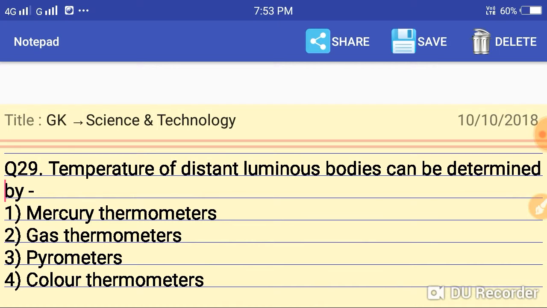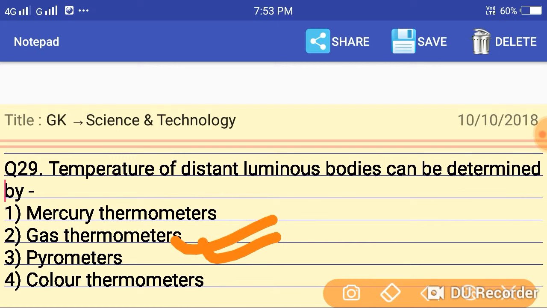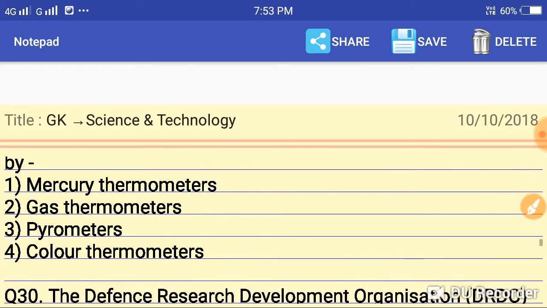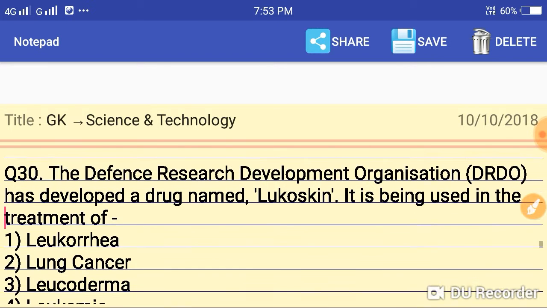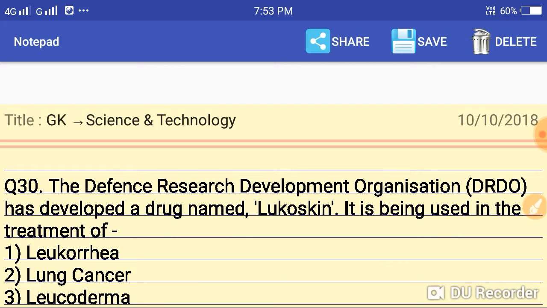Temperature of distant luminous bodies can be determined by, question number 29. Right answer is option 3, pyrometers. This is an important question for competitive exams. So next question is here.